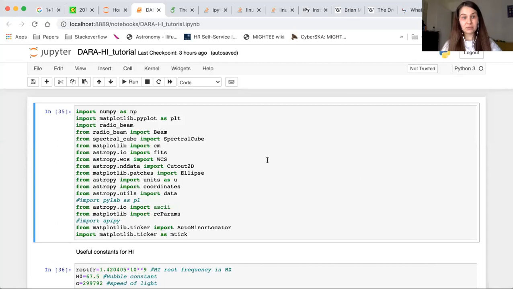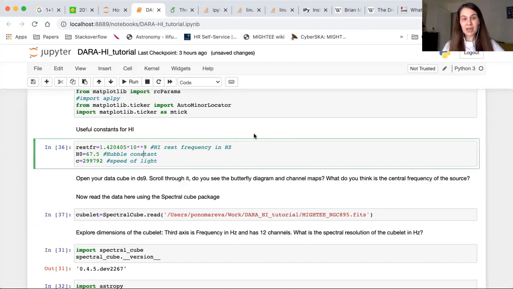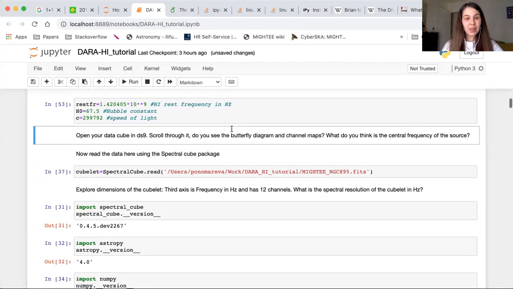Okay, so this is our tutorial, and we can progress through it one cell at a time. You already worked with the notebooks, you know how it works. First, we import all the useful packages that we would need. And now we have a bunch of useful constants we use when we analyze HI data, like the HI rest frequency, the Hubble constant, or the speed of light. So we just put them in.